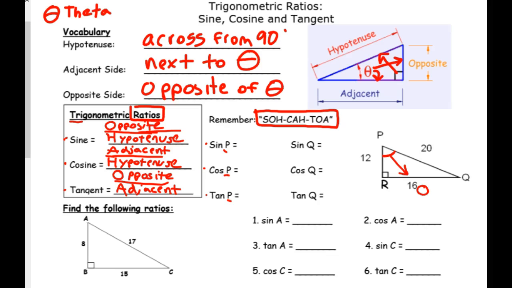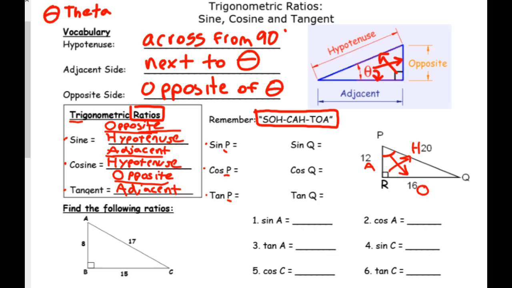Now, H is always across from 90. Okay? So, starting at 90, go across from it and label H. So, here's my 90, across from 90, and we'll put H. And that means your last leftover side is going to be A for adjacent. Okay? So we want to get real good at labeling O, H, and A.